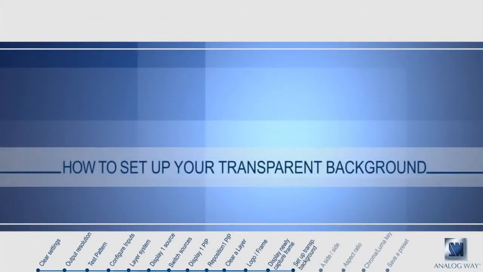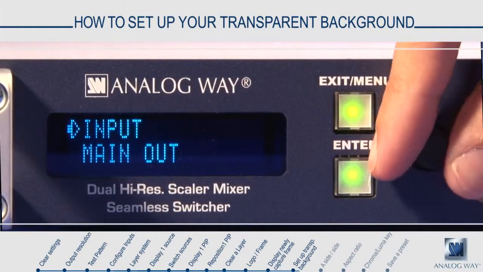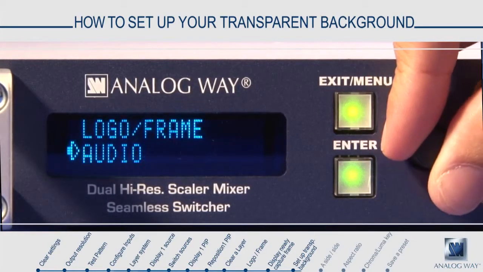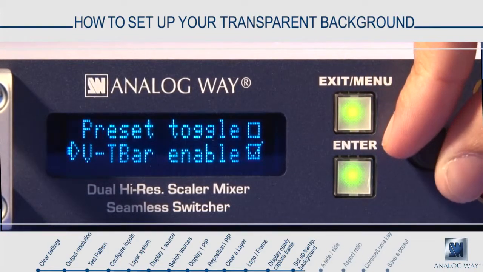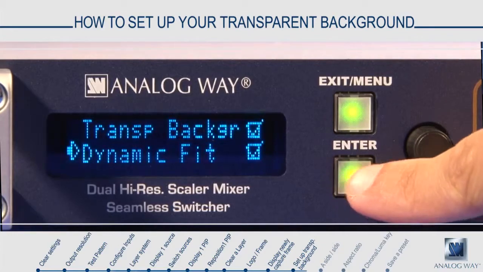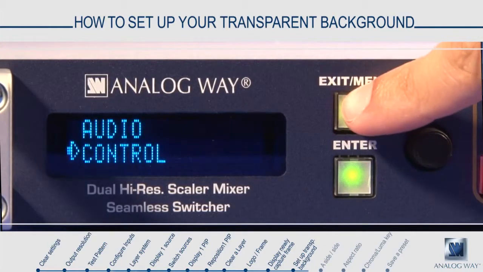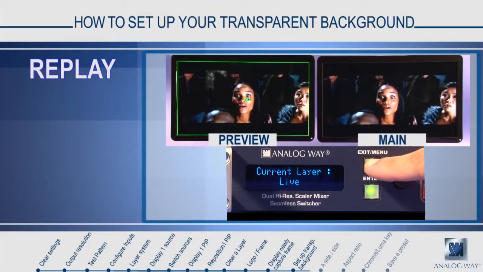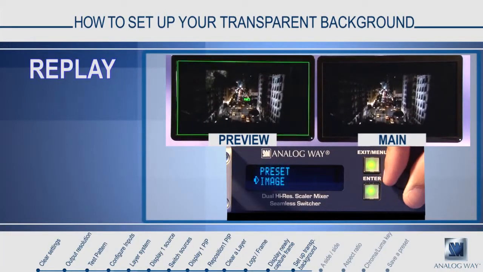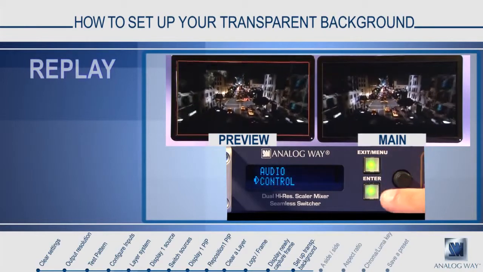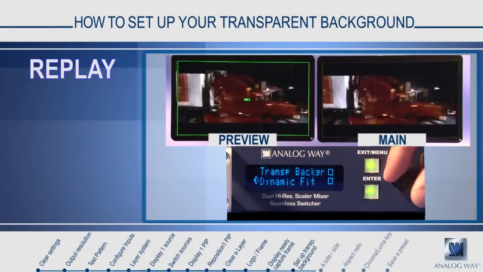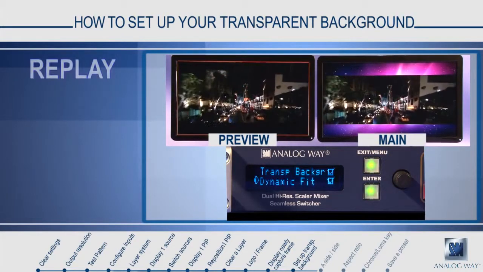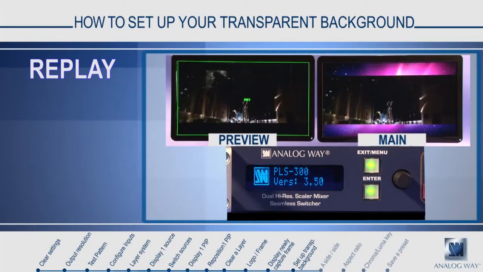How to set up your transparent background. Press Menu and scroll down to Control. Press Enter and scroll down to Dynamic Fit. When Dynamic Fit is selected, you'll see the transparent background is also selected. Let's see that again. In the Control menu, when Dynamic Fit is selected and Transparent Background follows the selection, you will see that black that would normally be generated by the pulse is rendered as transparency. This allows you to see layers beneath, such as the background frame.